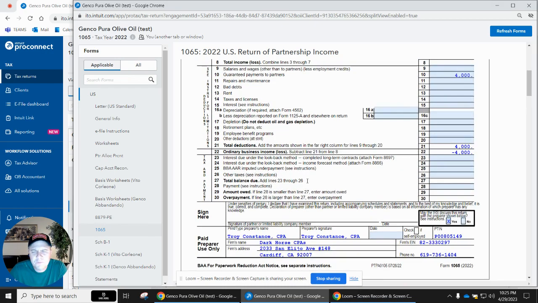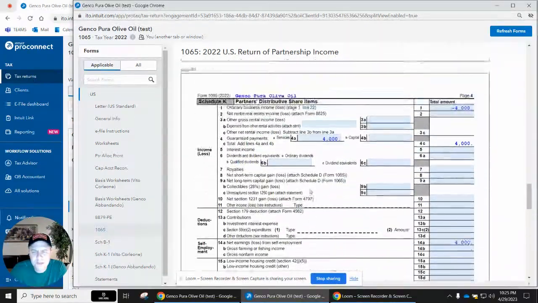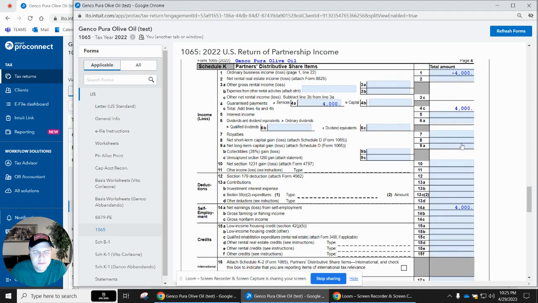Next, let's flip over to page 4 of Schedule K. Here we have the $4,000 ordinary loss. Then the guaranteed payment is going to show up on line 4, and in our sample here, this is for services. We have a total amount there. Guaranteed payments are taxable compensation to partners in lieu of receiving a W-2, so this is going to be reported here also on 14A. This is for self-employment income because this is going to be subject to self-employment tax.